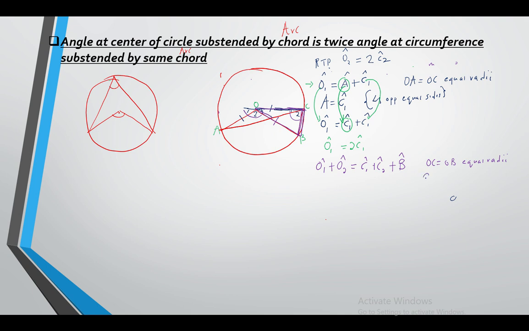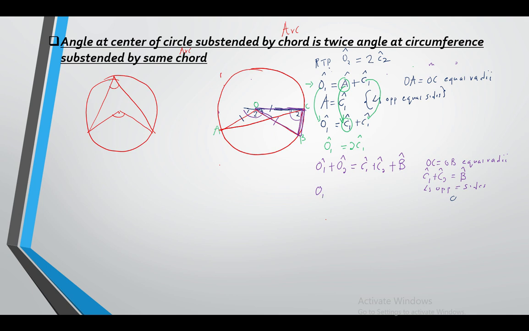So C1 plus C2 is equal to angle B. These are the angles opposite equal sides. In the triangle COB, angle C and angle B are equal. You still remember how we find equal angles in an isosceles triangle. So now you can come to this equation.